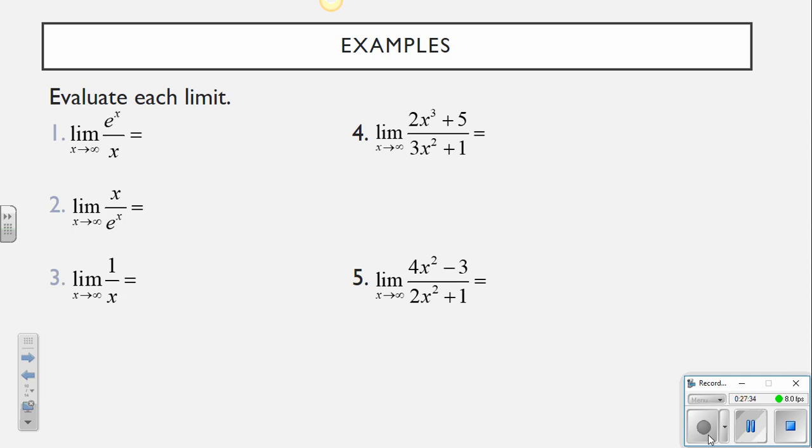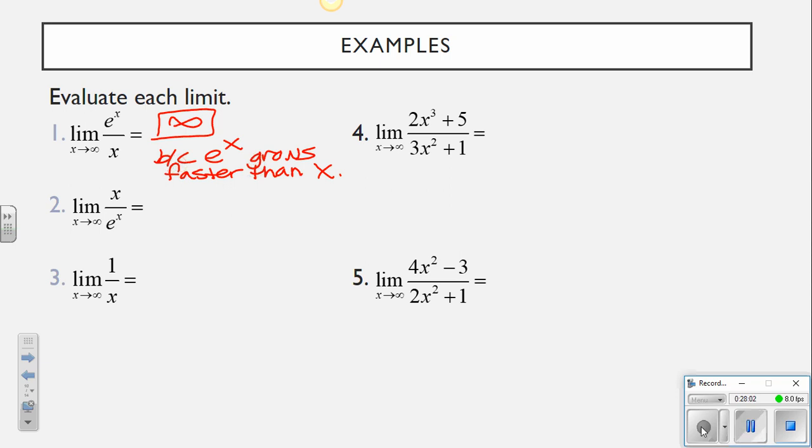Ask yourself in example 1, as the limit as x approaches infinity, does e to the x grow faster or does x grow faster? So e to the x grows faster. So this is going to be infinity because e to the x grows faster than x.